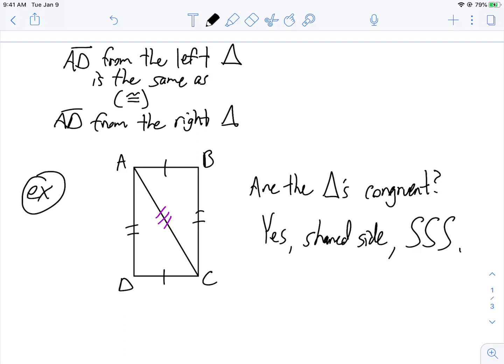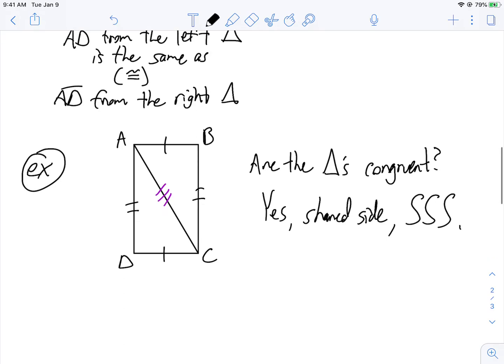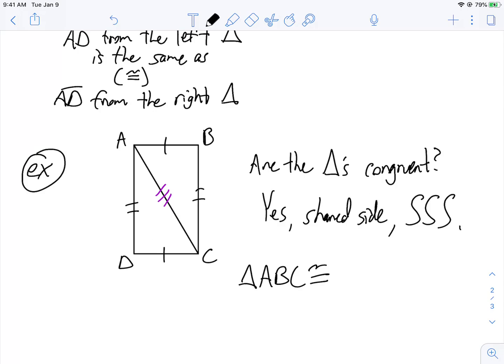Now, we're going to write out this congruence, and we're going to talk about that shared side. We've got triangle ABC up above. The first triangle we get for free. We get to write out however we want. It doesn't matter. The second triangle, though, it has to match. So the first triangle, write it however you want. The second one has to follow the leader, though.